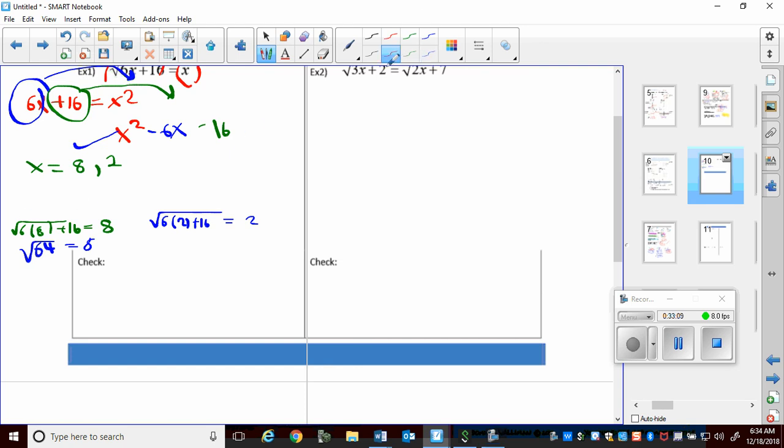Second one, it's 2. 6 times 2 is 12. 12 plus 16 is 28. The square root of 28 does not equal 2. So 2 does not check out. My final answer is x equals 8. I hope that clarified some things there.